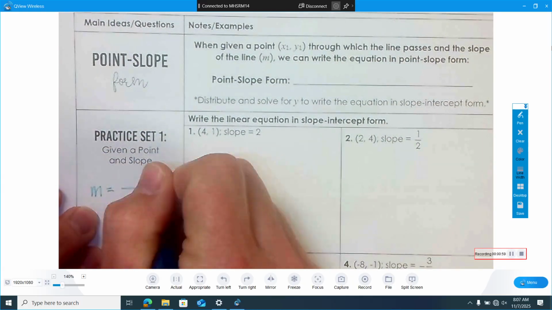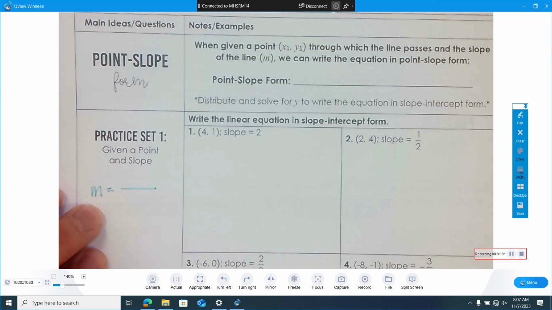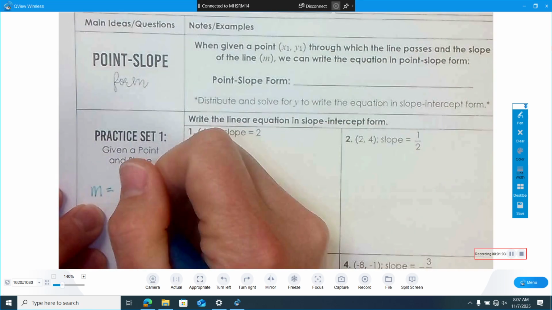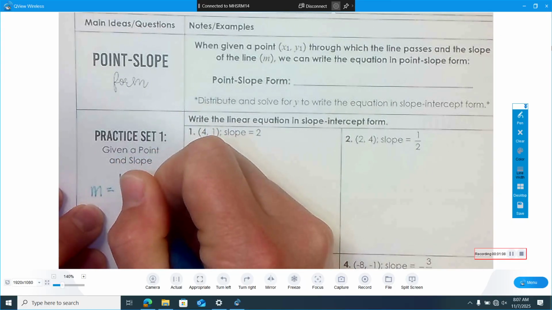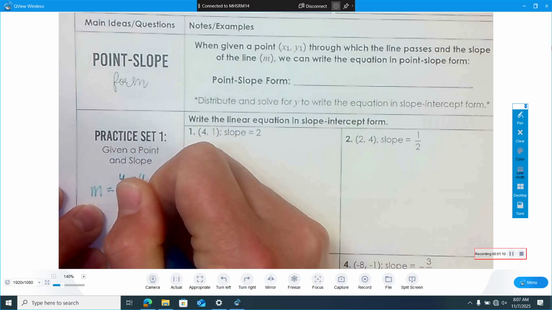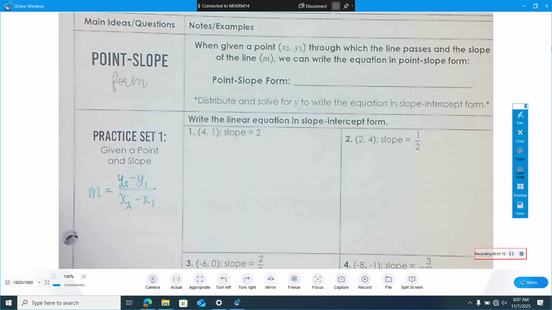What is our slope formula calculation? M equals y2 minus y1 over x2 minus x1. Okay, so this is the slope formula, and what we want to do is use it to actually write the equation of a line. Now, if we have a line, we can calculate the slope using this formula.